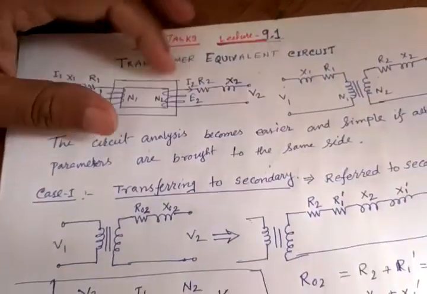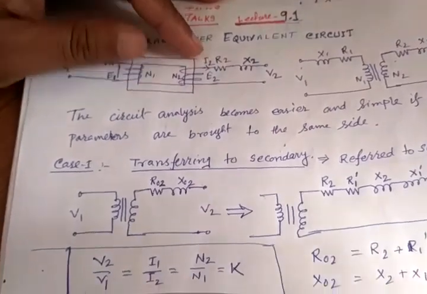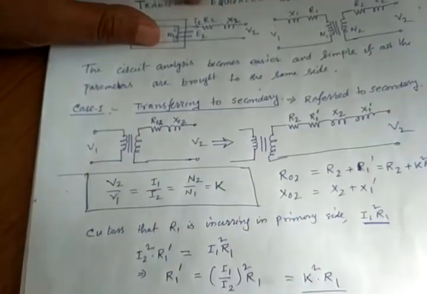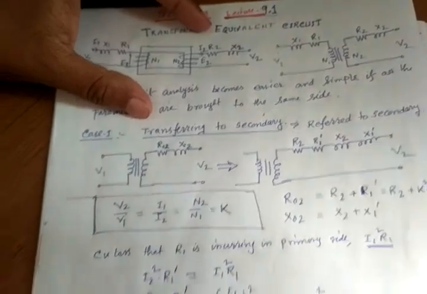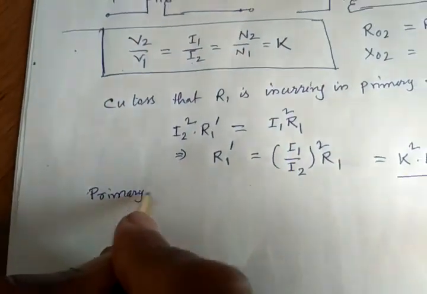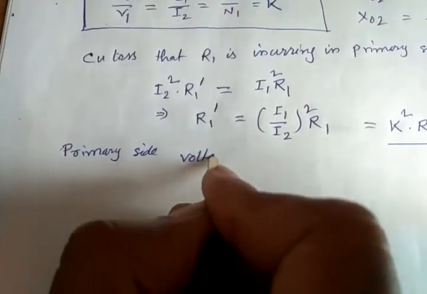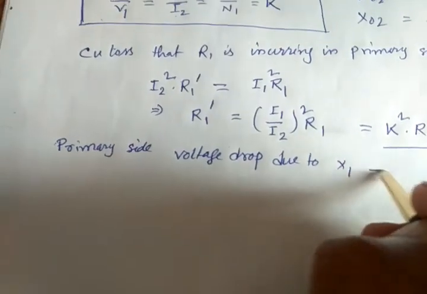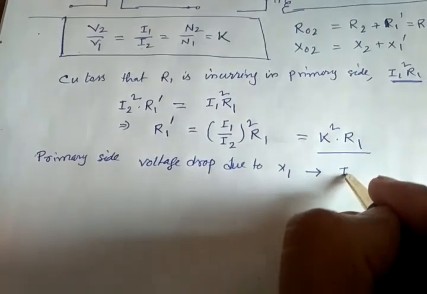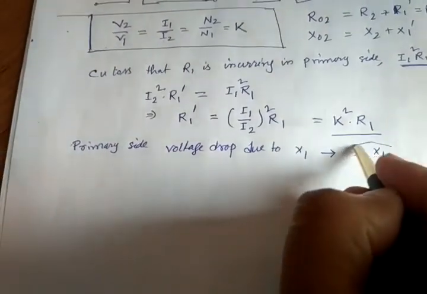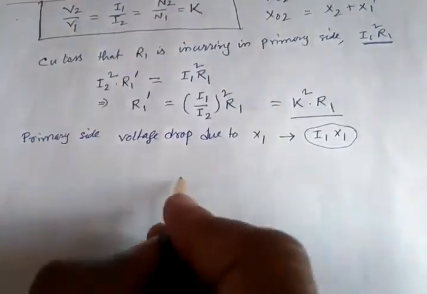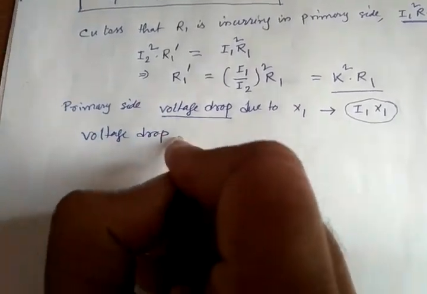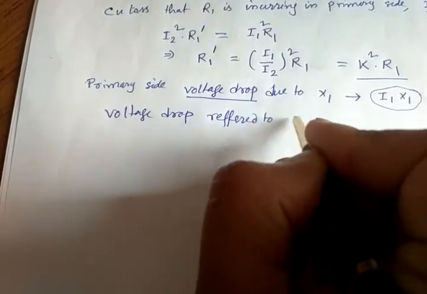And similarly for X1, for reactance, what will there be in the primary side? What is the voltage drop? The reactance should create the same amount of voltage drop in the secondary. The primary side voltage drop due to X1 is I1 into X1. Now, when this I1 into X1 is referred to the secondary, what will be the value?